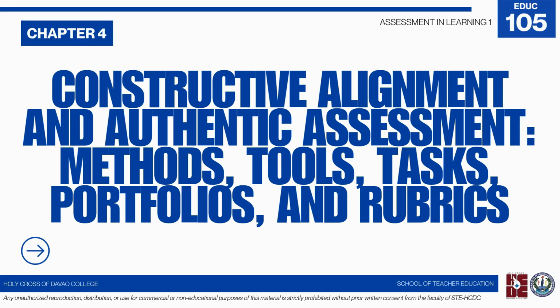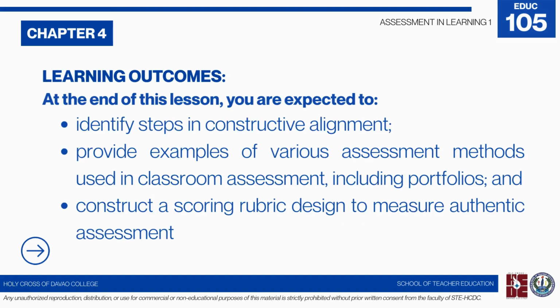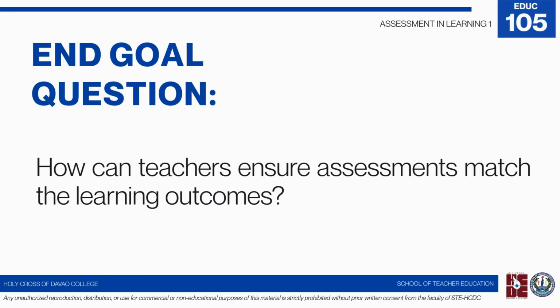And for this video, we will be learning about constructive alignment and authentic assessment, particularly focusing on the methods, tools, and tasks utilized in the classroom assessment and portfolios and scoring rubrics. At the end of this lecture video, you are expected to acquire these different learning outcomes. First, identify steps in constructive alignment. Second, provide examples of various assessment methods used in classroom assessment, and construct a scoring rubric designed to measure authentic assessment.